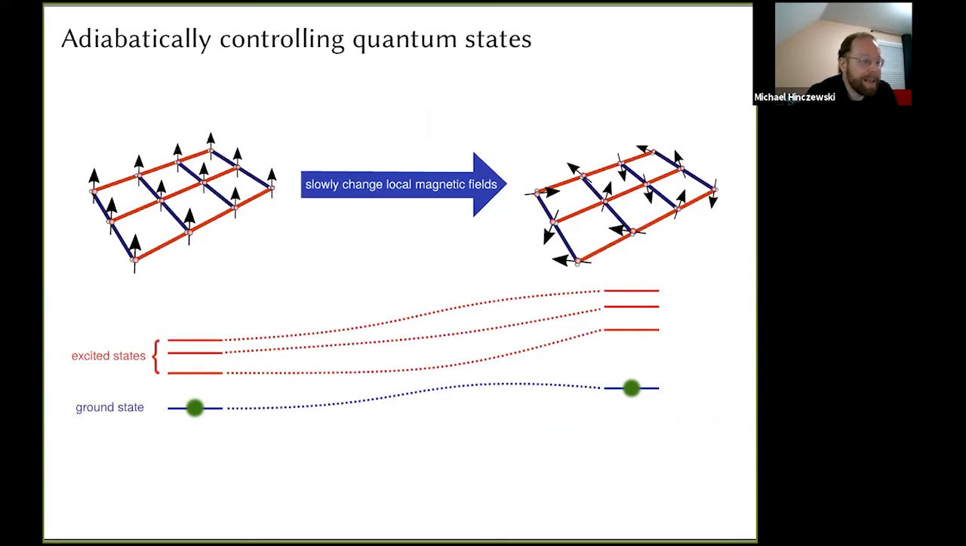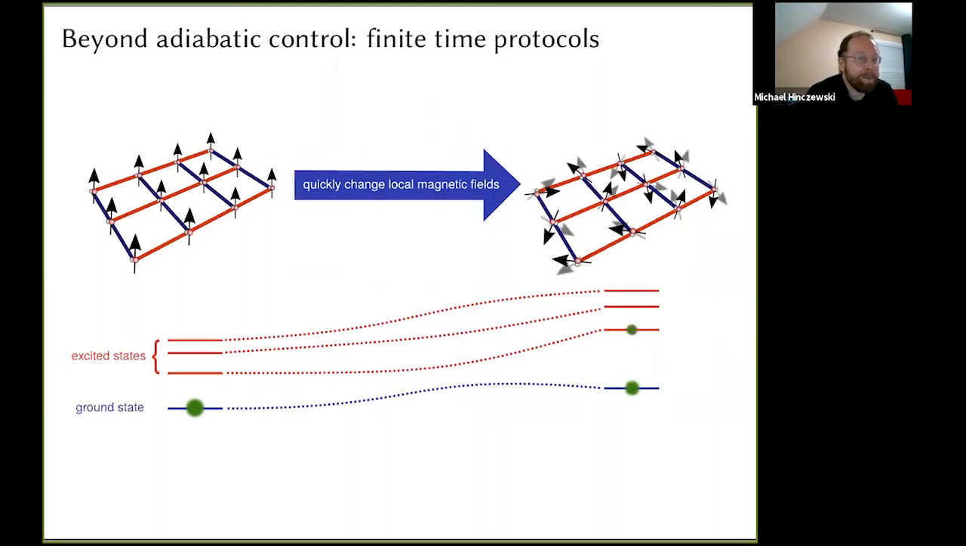So to make this actually work, people have devised all sorts of ways of trying to speed this up. And the idea here is to avoid the problem that you get if you just naively quickly change local magnetic fields, because then there's always a chance that you will end up either in an excited state or some superposition of excited and ground states. And if you do that, you're not guaranteed then to get the correct answer. So how do you do this?